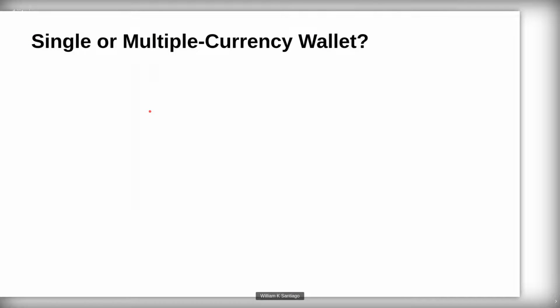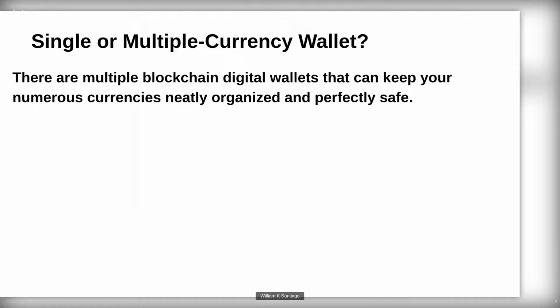There's another part, which is what we call single or multiple currency wallets. Basically, these are multi-blockchain digital wallets that can keep your numerous currencies neatly organized in one perfectly safe place. That's what it boils down to. So instead of having to open a Bitcoin wallet or a Stacks wallet or an Ethereum-only wallet, and Ethereum was one of the pioneers in this with MetaMask and Trust Wallet, some of the most famous wallets out there, the idea here is that you can have a wallet that has one backup private key.